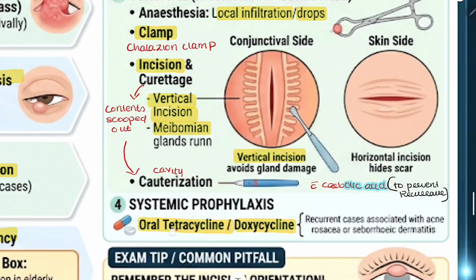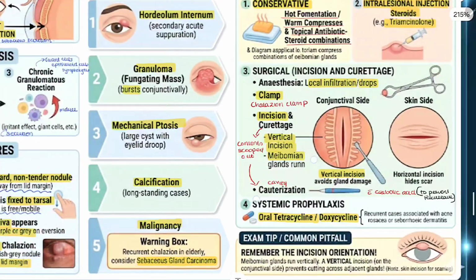Then systemic prophylaxis with oral tetracycline or doxycycline can be given in recurrent cases associated with acne, rosacea, or seborrheic dermatitis. So this was all about Chalazion.